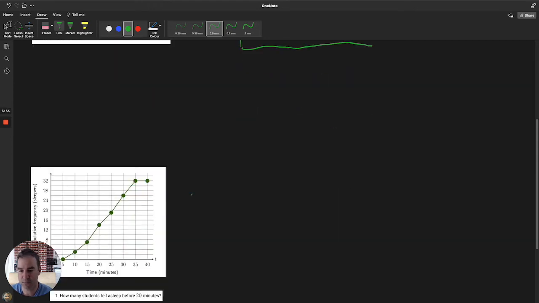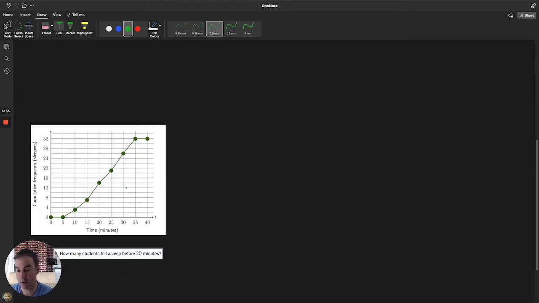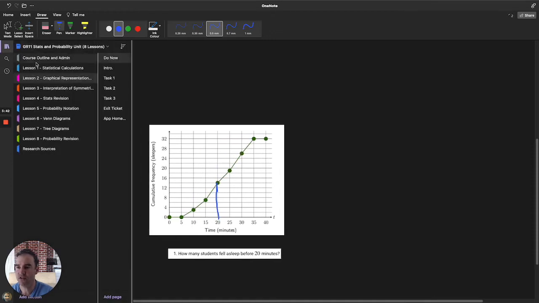Other types of questions may be being given an ogive and asked to interpret it. And then we'll go, well, what's going on in this drawing? In this particular question, I think they're particularly interested in after 20 minutes. So we'll explore those types of questions.